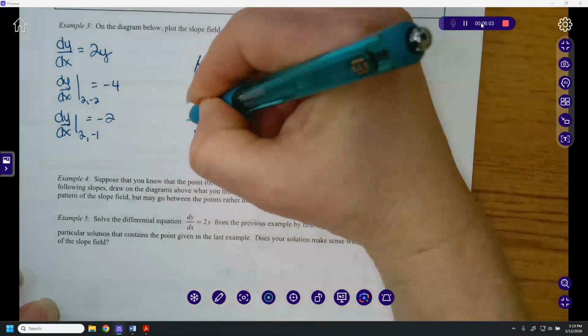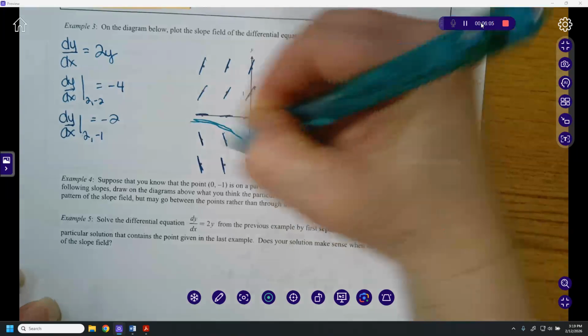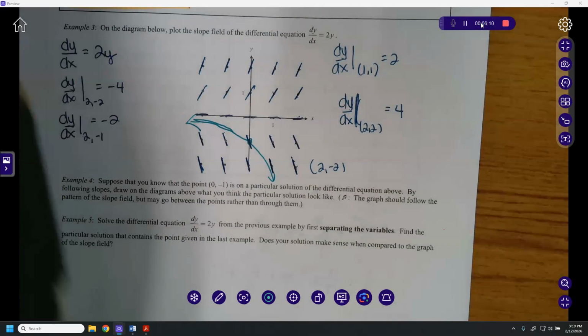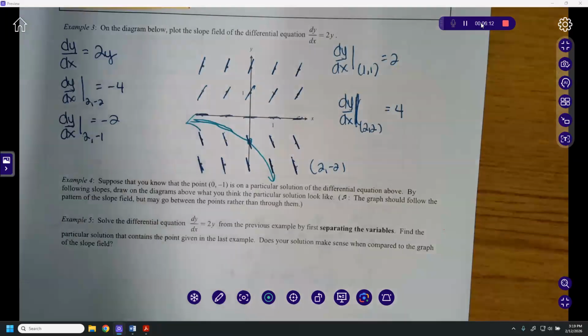This looks like potentially this could be something that's exponential to me. Okay. All right, potentially that could be something that's exponential. Let's see if it is.